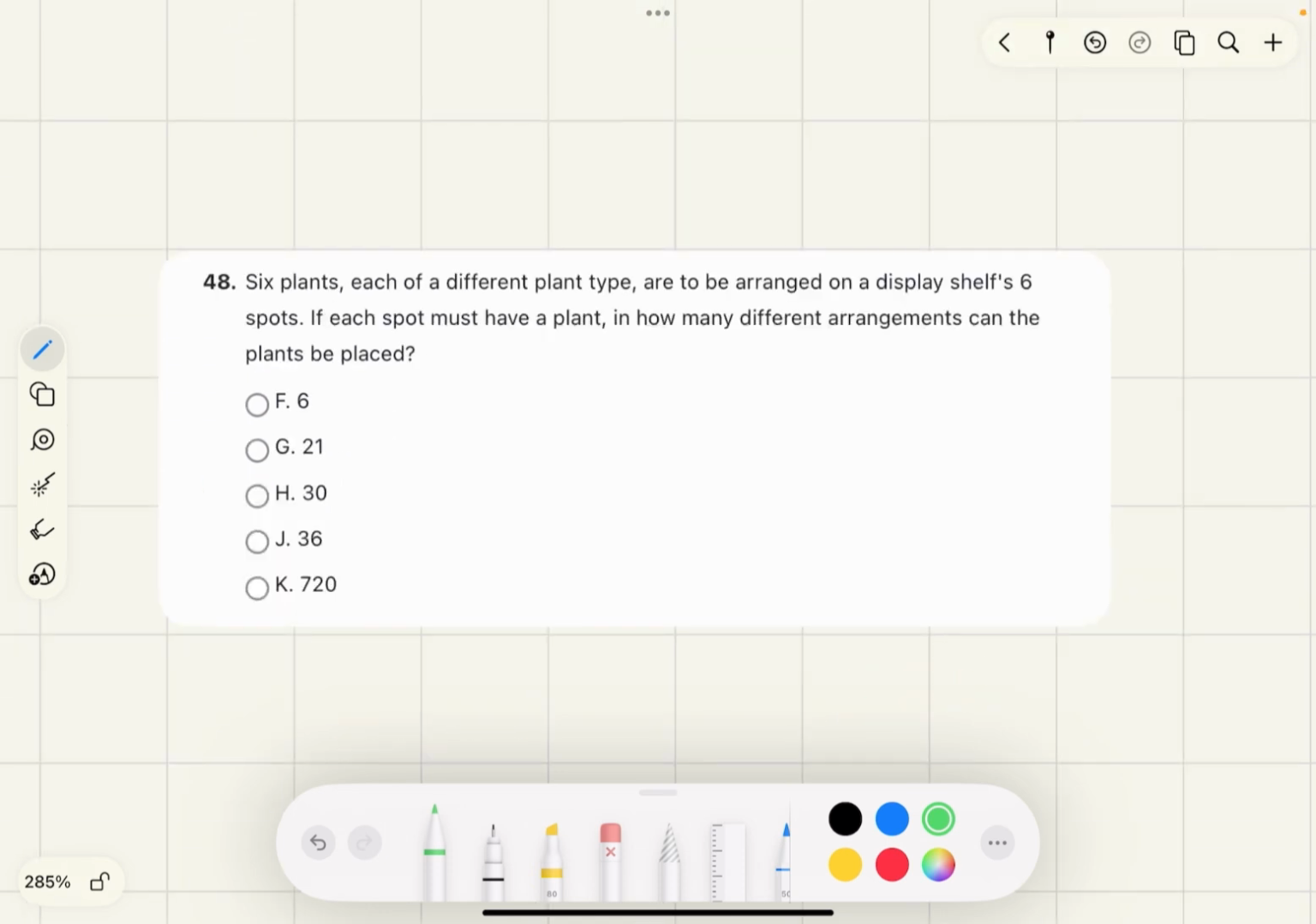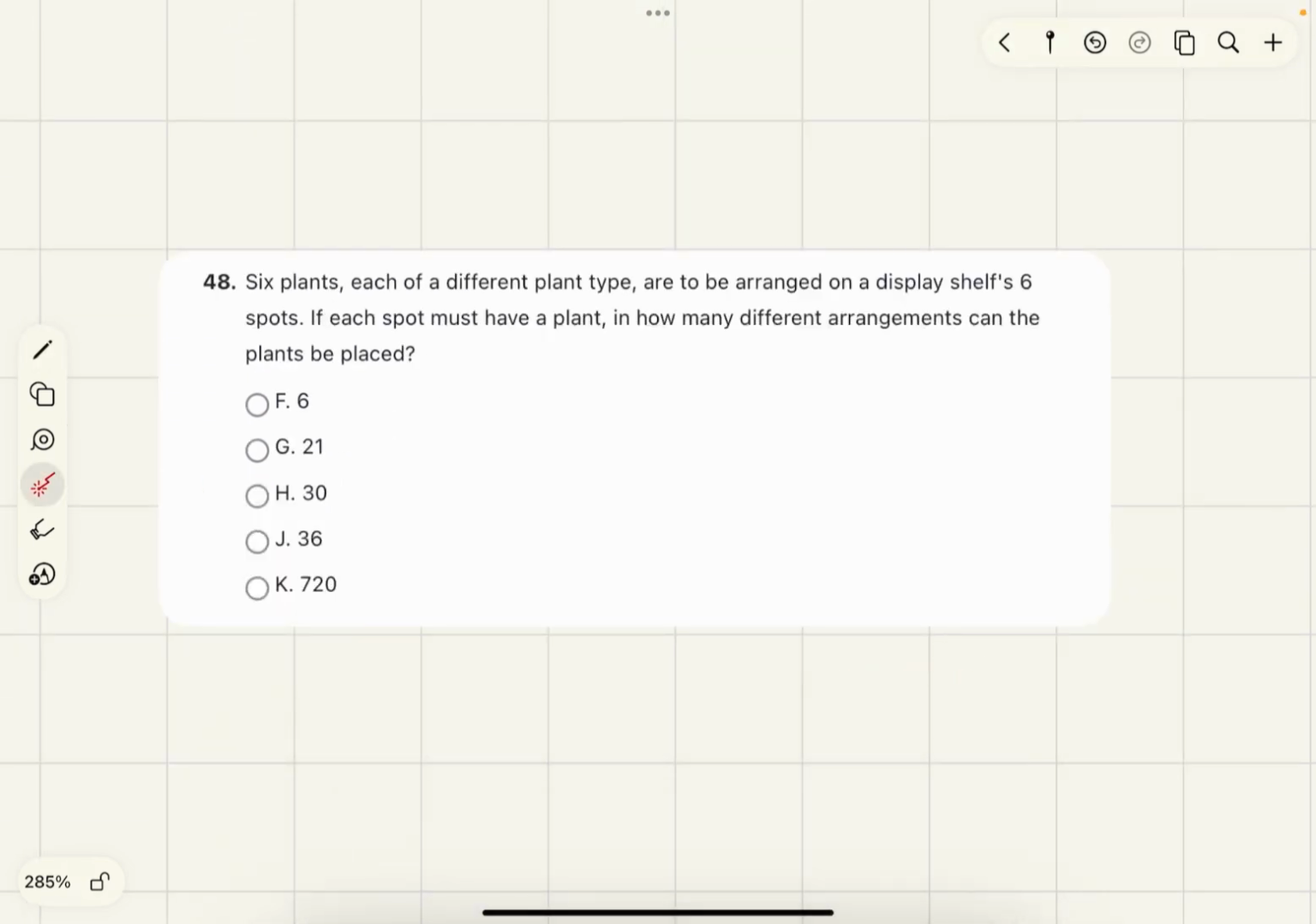Okay, let's move on to a similar question. Question 48. 6 plants, each of a different plant type, are to be arranged on a display shelf with 6 spots. If each spot must have a plant, in how many different arrangements can the plants be placed?